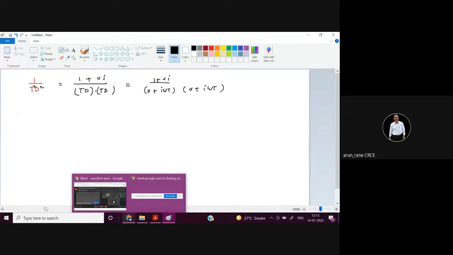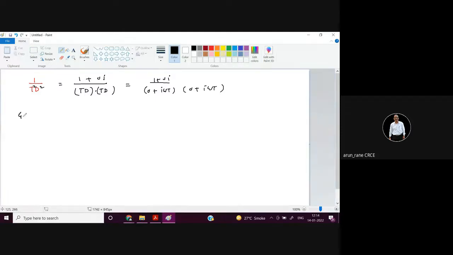So now G is equal to, what is the magnitude of this? It is 1. What is the magnitude of this? Omega square t square plus 0 square, so that will be omega t. And this is also omega t. So that is equal to 1 upon omega square t square. And what about phi?